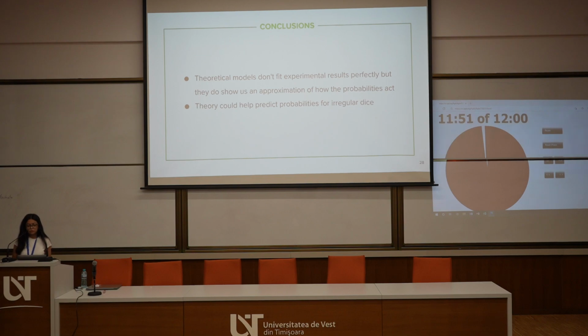The theoretical models don't fit the experimental results perfectly, so they do show us an approximation, and this could help us predict the probabilities we will need for an irregularly shaped dice or another cylinder.